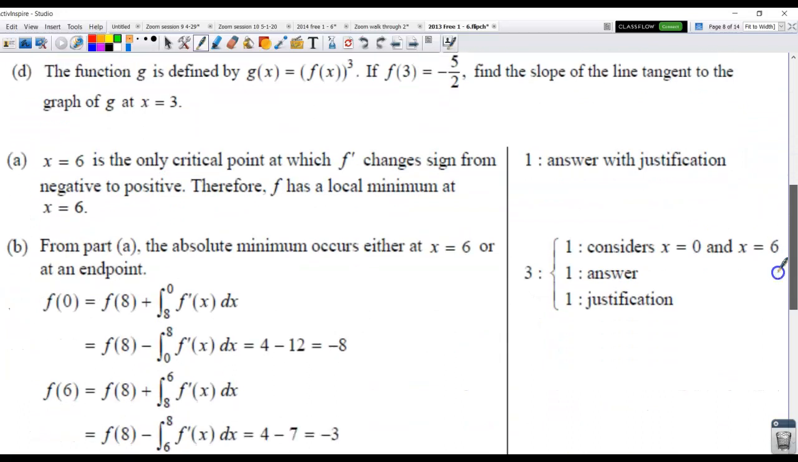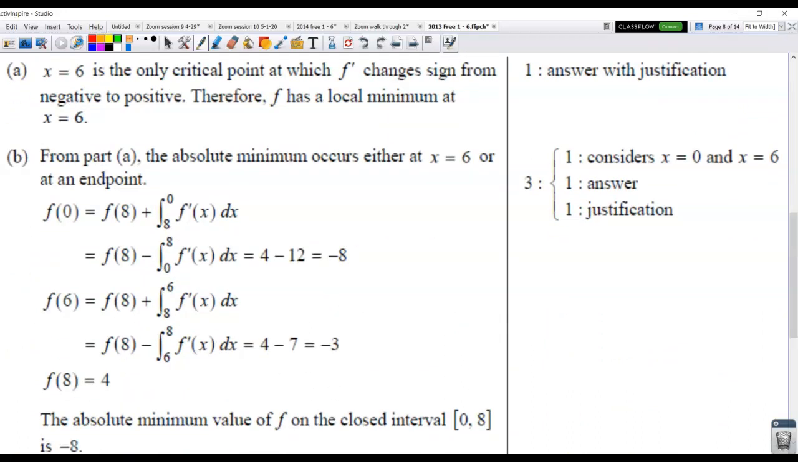In letter A, x equal to 6 is the only critical point at which f prime of x changes sign, and you can't just say changes sign, it has to say change from negative to positive. Therefore, f has a local minimum at x equal to 6, and you get 1 point for your correct answer along with the justification. Okay, let's go back up to letter B.